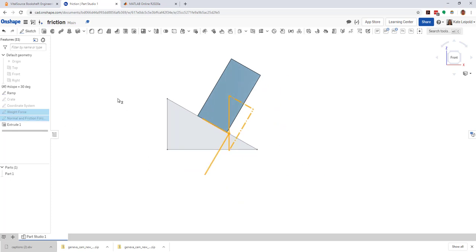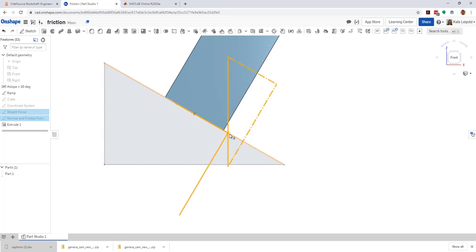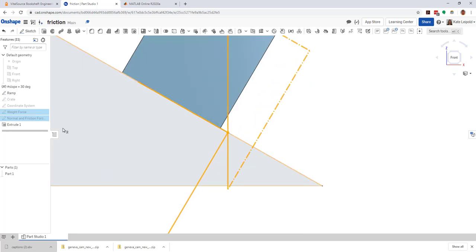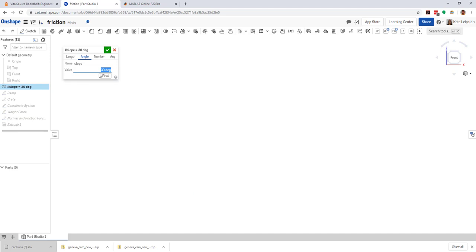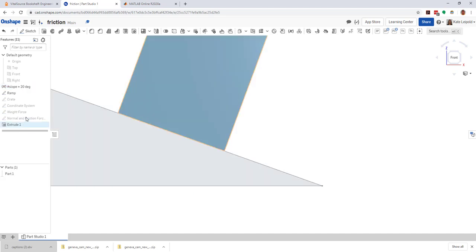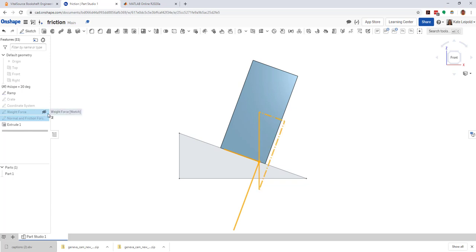The friction and the normal force here, it's showing the normal, here's the weight. So let's bring the slope down to 20 degrees again. So here's the weight force coming down. If those are the only forces acting on it, the weight force, the normal force, and the friction force, the normal force is essentially the resolution of the weight into the y-axis, and the friction force is the resolution of the weight into the x-axis.